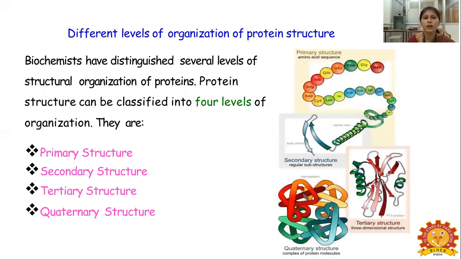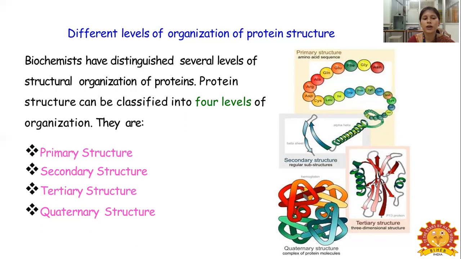So now we have learned amino acids and peptides, and we will be learning protein structure. There are different levels of organization of protein structure. Biochemists have distinguished several levels, and protein structure can be classified into 4 levels of organization. They are the primary structure, that is the amino acid sequence; the secondary structure, that is a regular substructure; the tertiary structure, that is a 3-dimensional structure; and the quaternary structure, that is a complex of protein molecules.